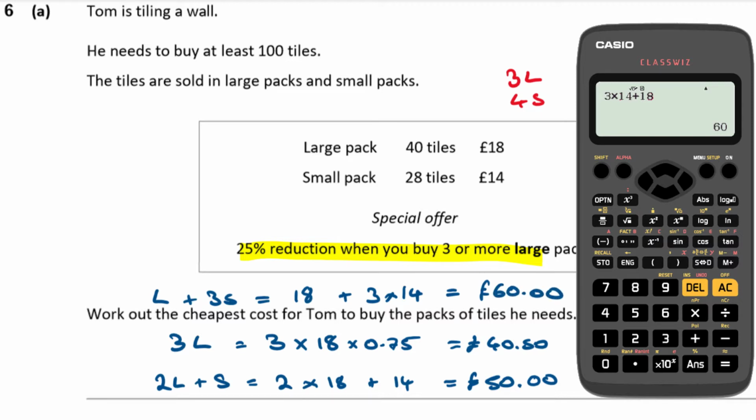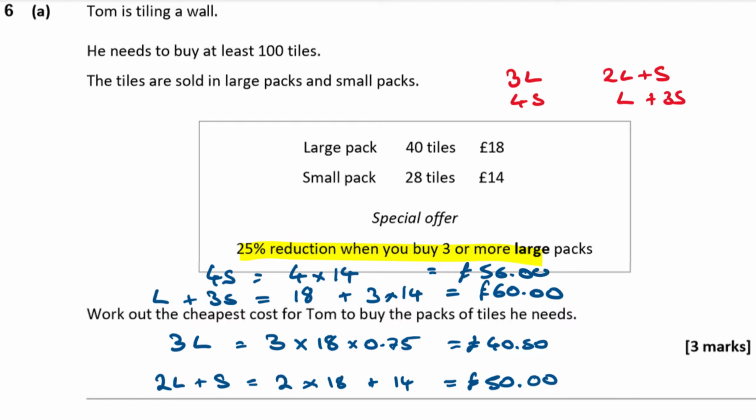Finally, we can have 4 small ones, which is just 4 lots of 14. So times it by 4, double and a double again. 14, 28, 56. It's going to be £56. Okay, so we've got all the different combinations now. Just need to pick out the cheapest one. It's that one there with the discount, isn't it? £40.50. So that one there, cheapest.